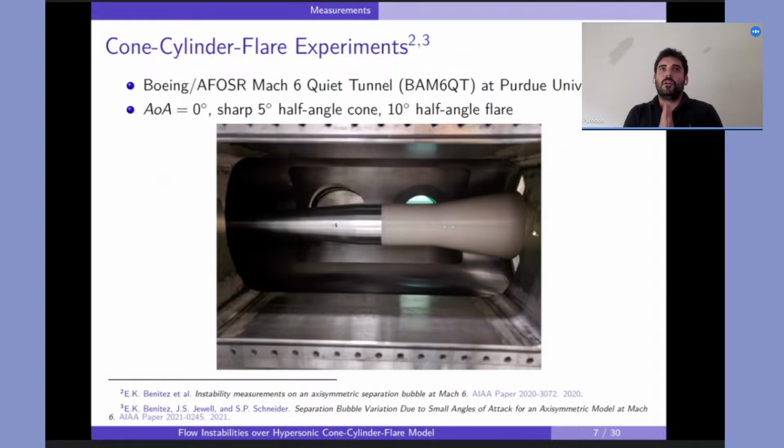So these experiments were conducted in the Boeing Air Force Mach 6 quiet tunnel at Purdue University. And it's just at 0 degrees angle of attack, a sharp 5 degrees half angle cone, followed by a cylinder, and then a 10 degrees half angle flare.